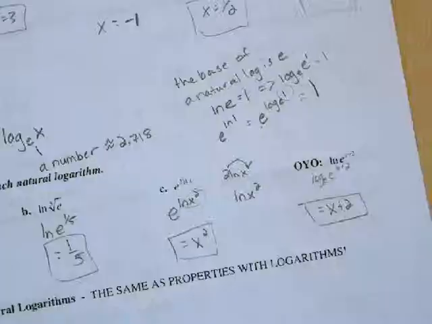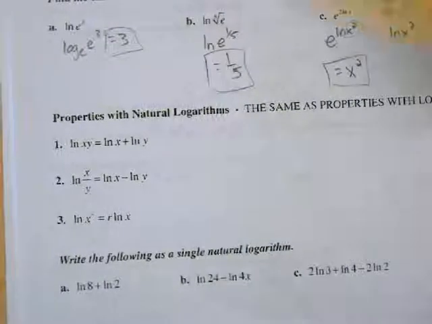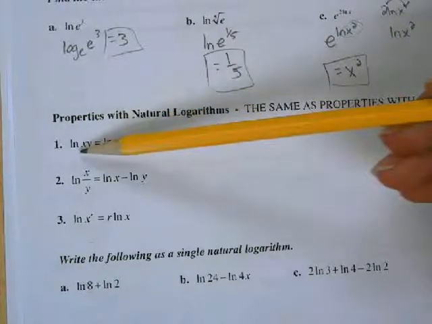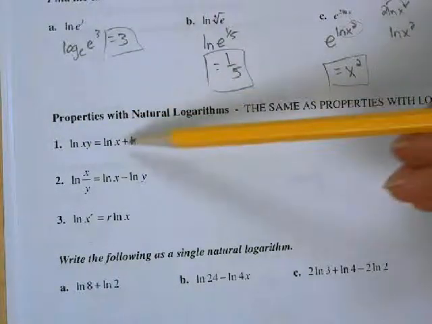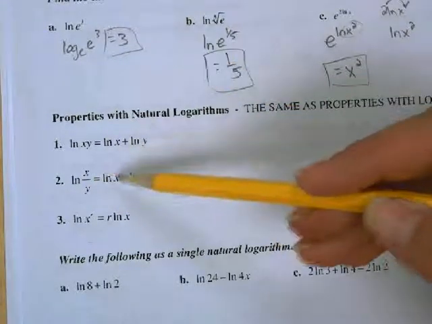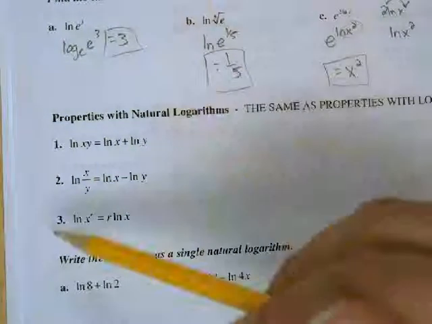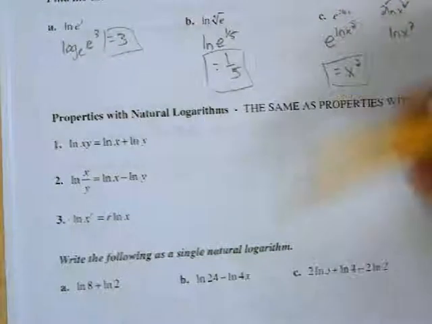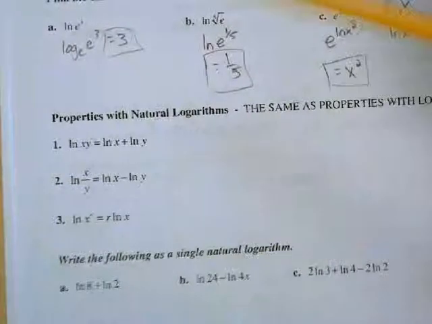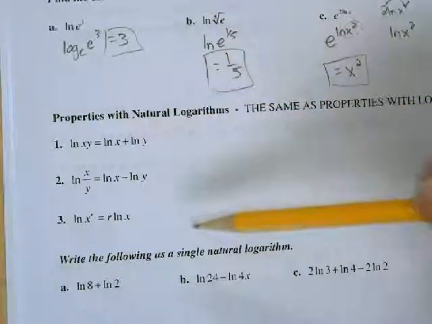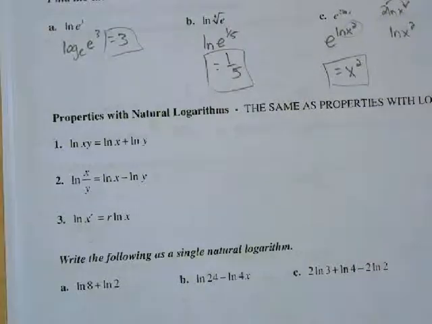All right, so properties. The properties are the same with the natural logs. Natural log of x times y is equal to natural log of x plus the natural log of y. Natural log of x divided by y is equal to natural log of x minus the natural log of y. And the natural log of x to the r is equal to r times the natural log of x. So the properties are going to be the same. You don't have to learn 3 new properties. These are the exact same properties, only now they've got the natural log in them.